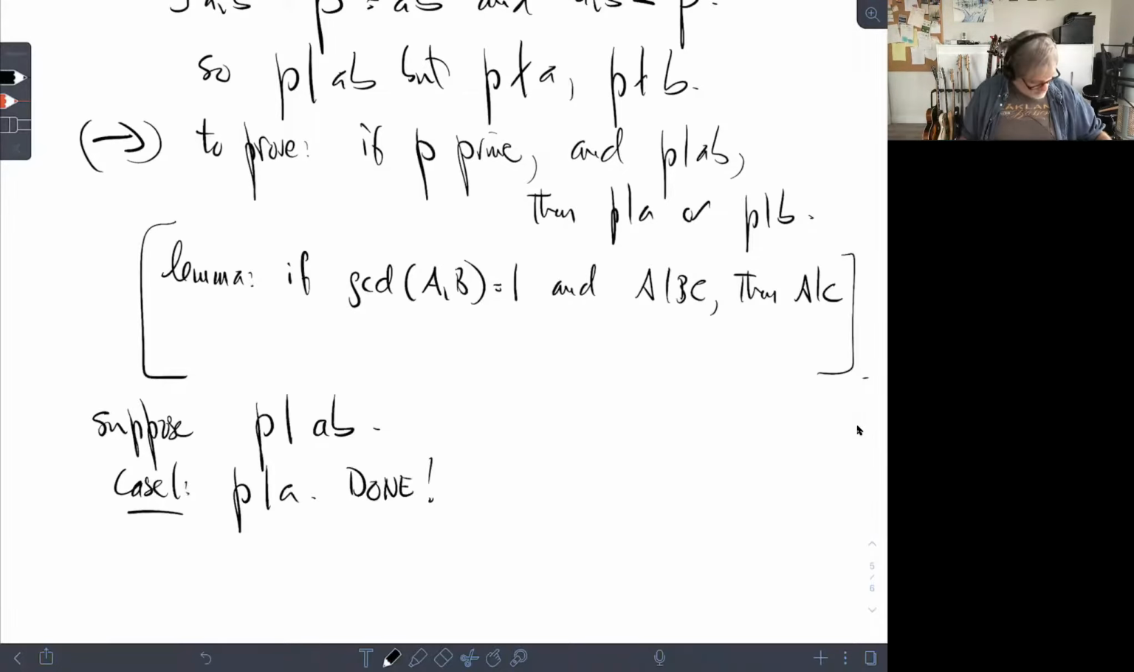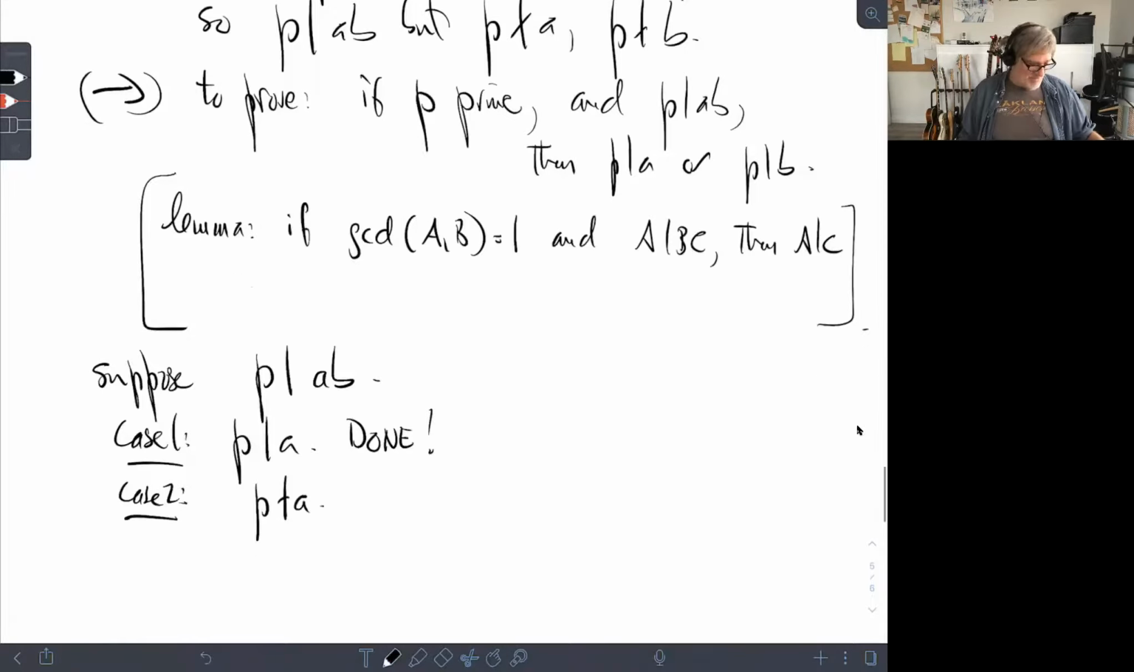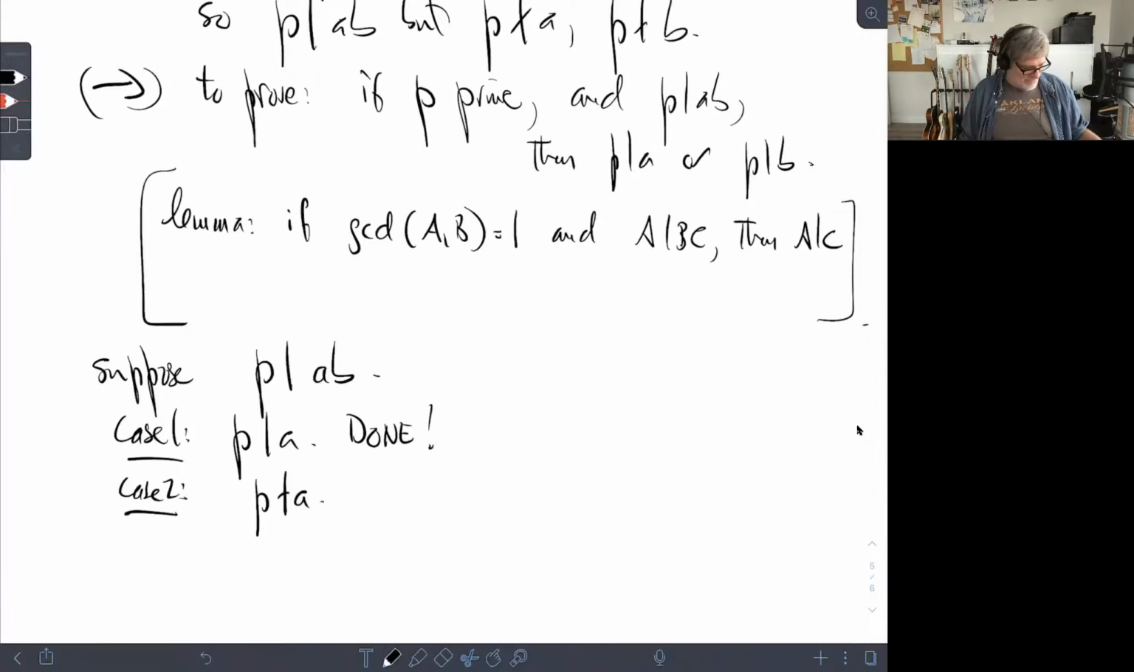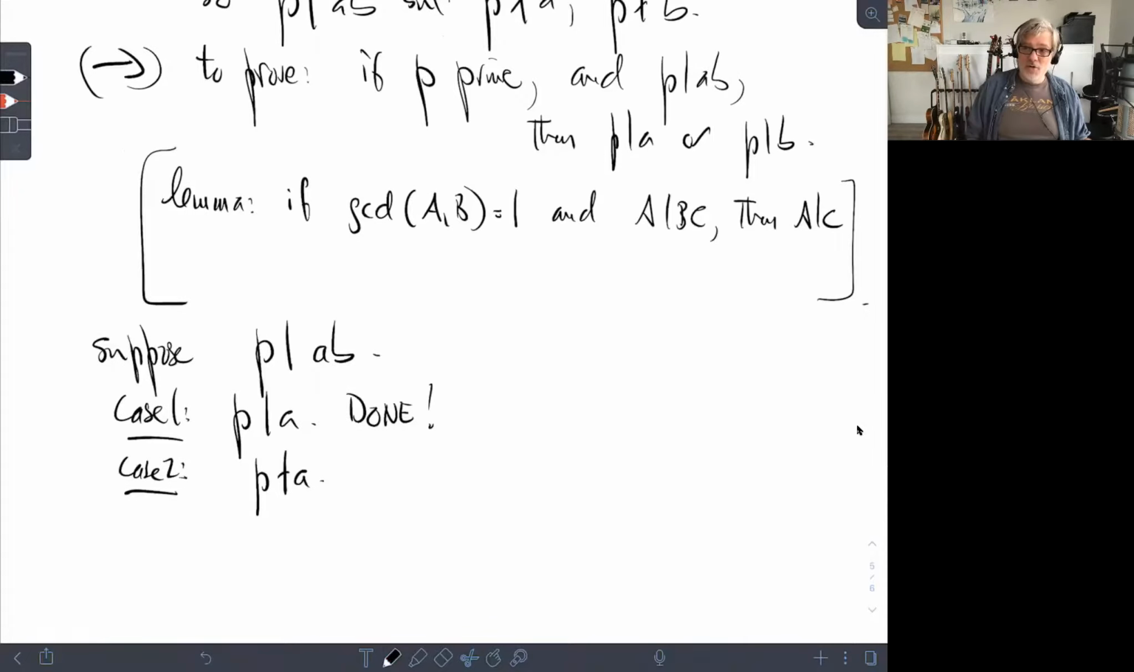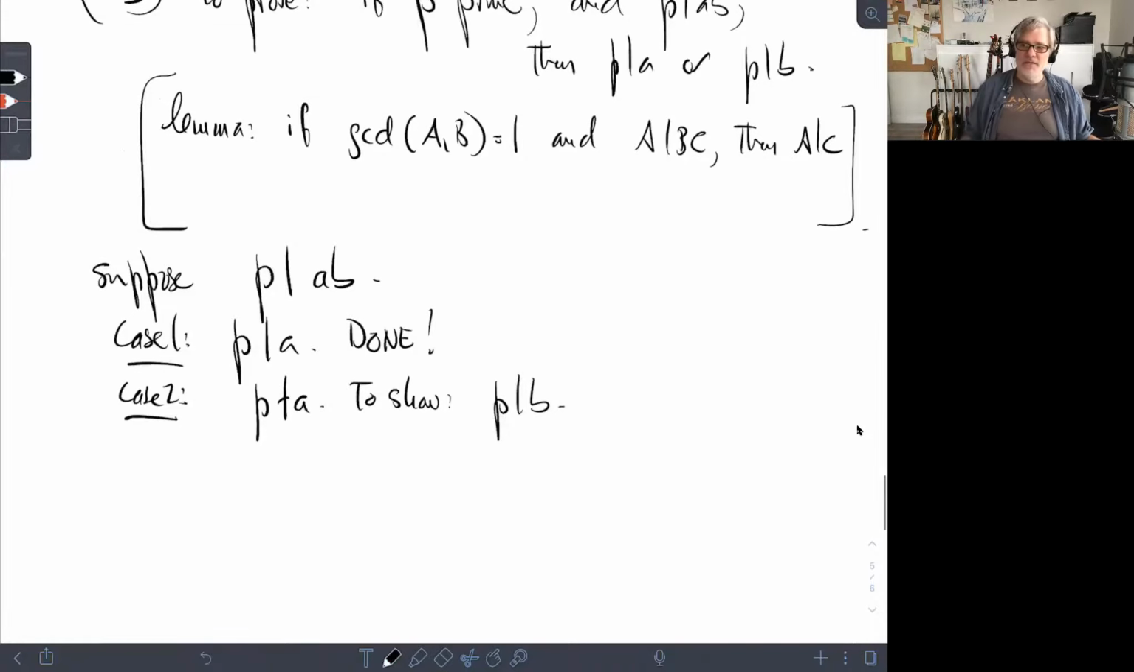So case two. Don't put P divides B. That's not the second case, right? P does not divide A, right? So it's either one or the other. So what I want to show in this case is that P divides B, right? Now, P doesn't divide A.